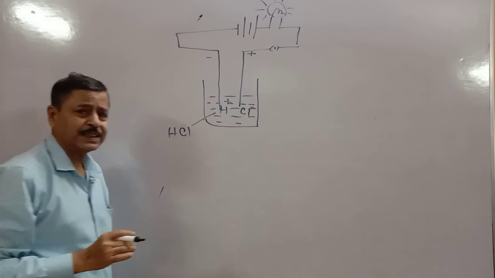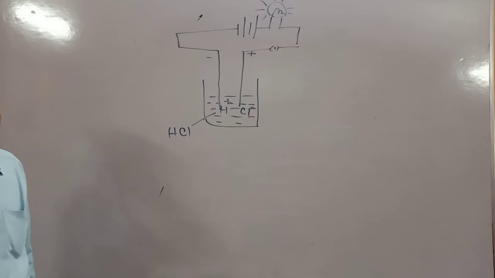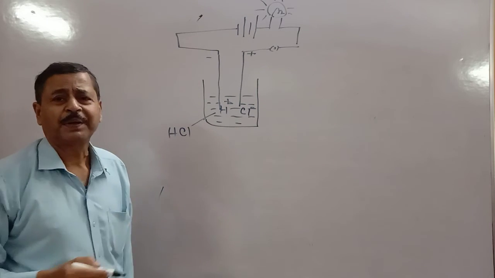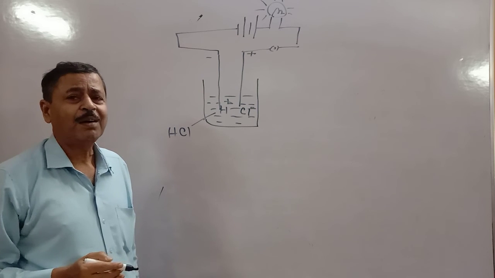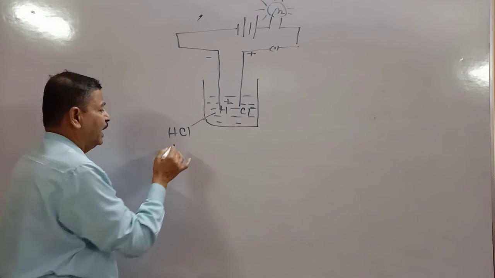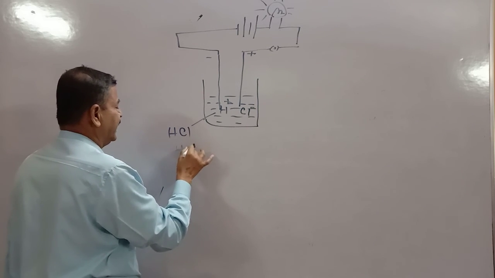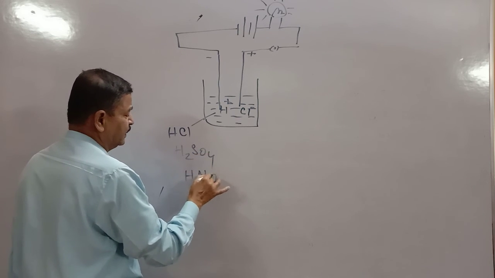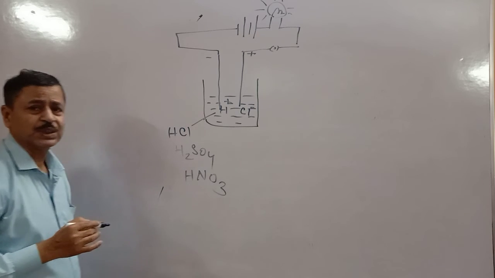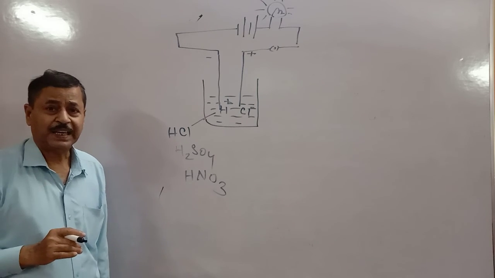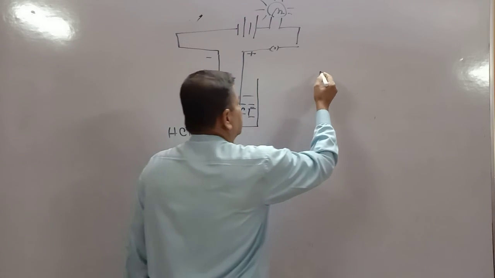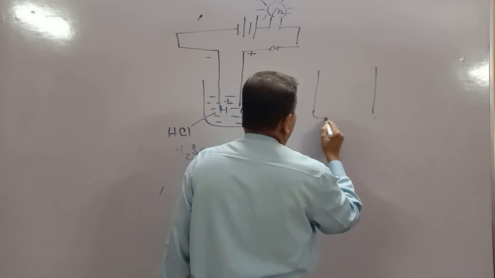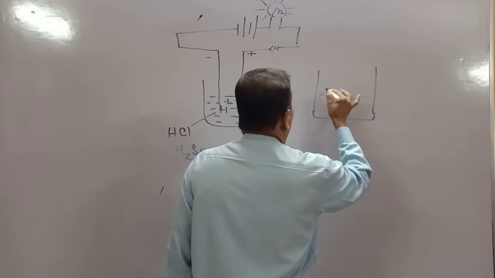The glowing of the bulb shows that the aqueous solution of acid is a good conductor of electricity. Likewise, H2SO4, or any acid, when dissolved in water becomes a good conductor of electricity. A similar situation is found in the case of glucose.